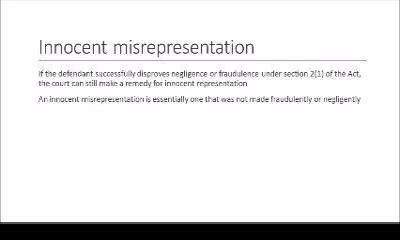Furthermore, if the defendant does manage to disprove negligence or fraudulence under Section 2, subsection 1 of the Misrepresentation Act 1967, then the court can still make a remedy for innocent misrepresentation, which essentially means that the statement was not fraudulent or negligent.